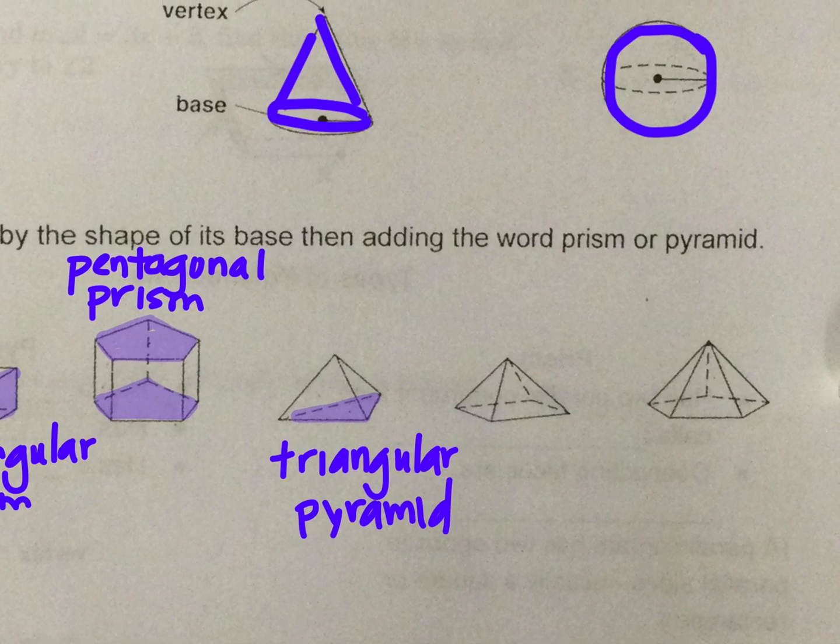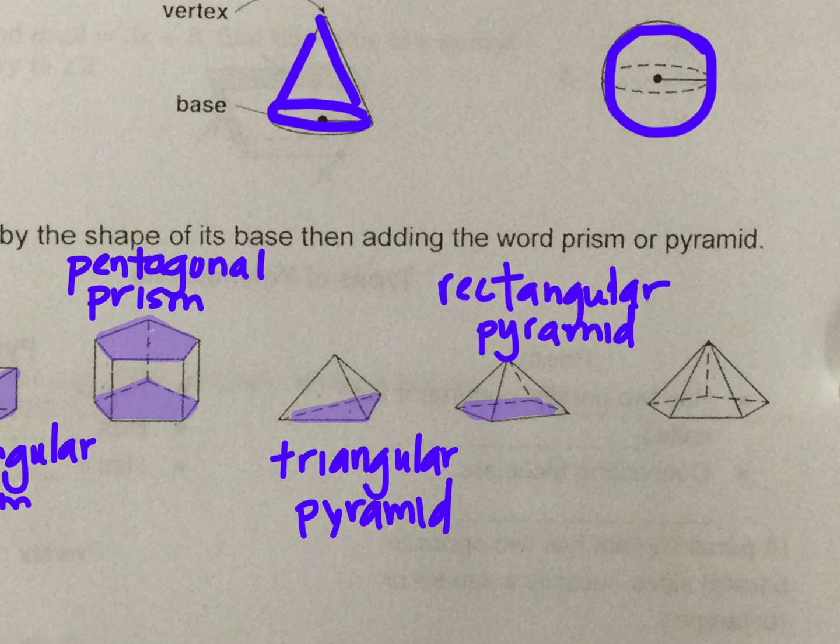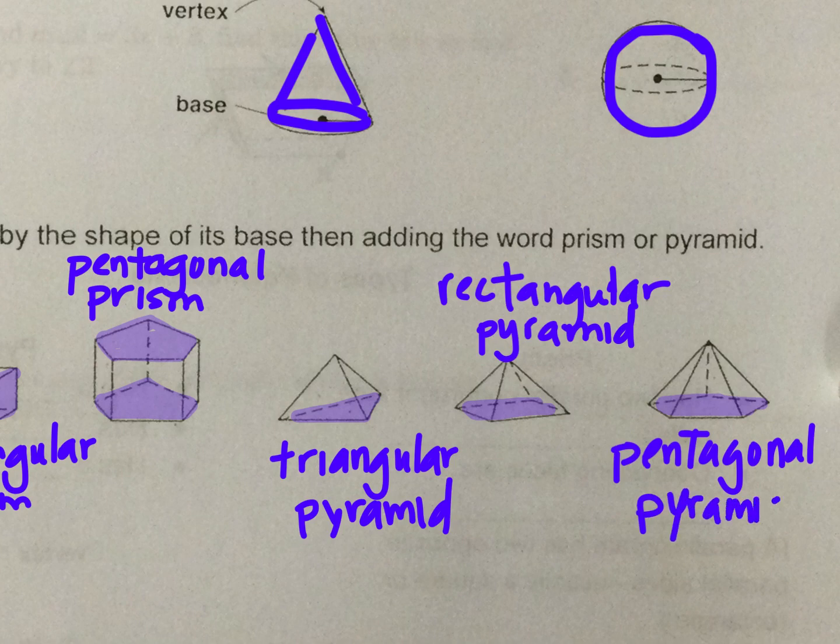The next one, I look at the base. It's got four sides. So this one is a rectangular pyramid. And this last one, I have this shape right here. We can see that it's a pentagon, so we call it a pentagonal pyramid. So be sure to get all those names and things labeled.